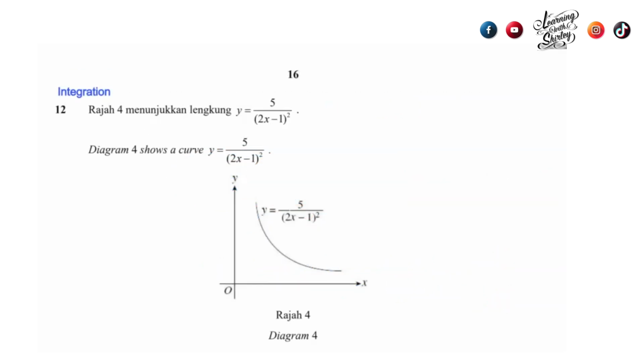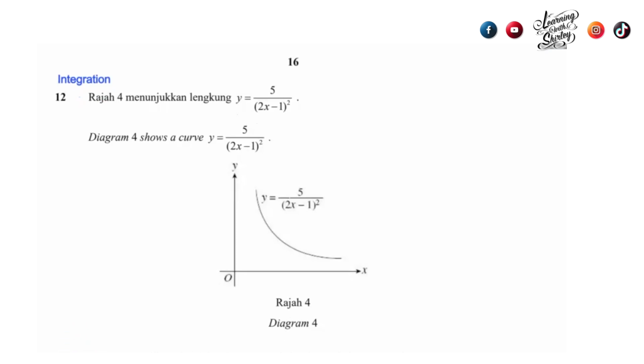Let's look at question number 12. This question is based on the chapter integration. For integration, there are 2 questions that might be asked. If they give you a diagram like this, most likely they will ask you about the area and the volume. It's actually a predictable question for integration if it comes out in paper 1. So diagram 4 shows a curve.